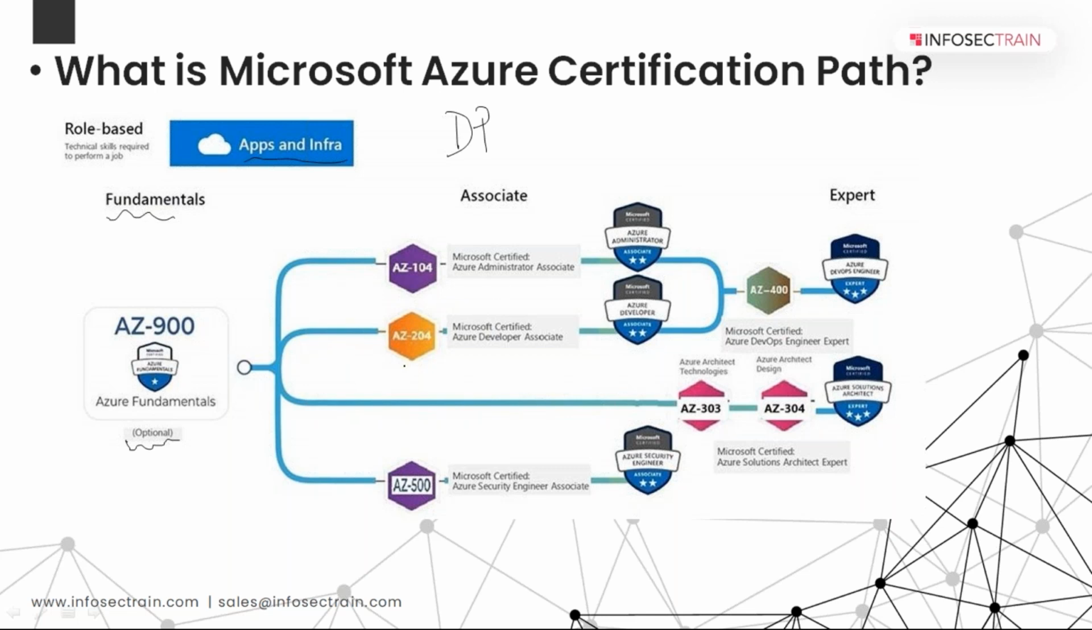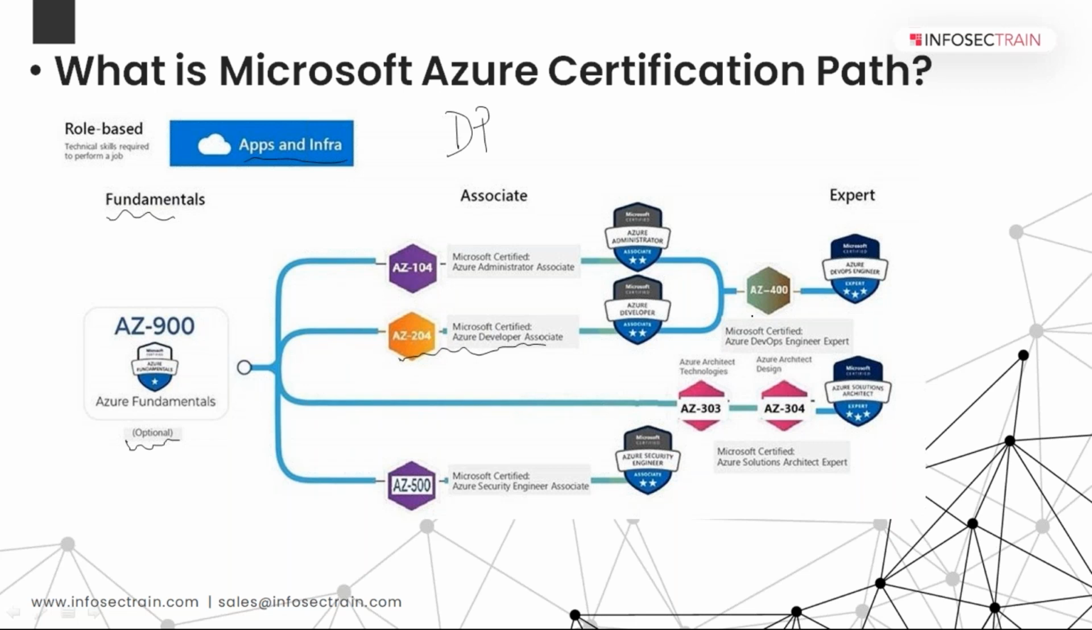Now, talking about AZ-204, this is your associate level certificate. After achieving this certificate, one can go for AZ-400, which is for Azure DevOps. So if you are going for AZ-204 and your main goal is to go for Azure DevOps, this is the correct path to go on. Other than this, we have the Azure security path and the Azure solution architect. These are multiple certificates, but talking about AZ-204, the next step is Azure DevOps.